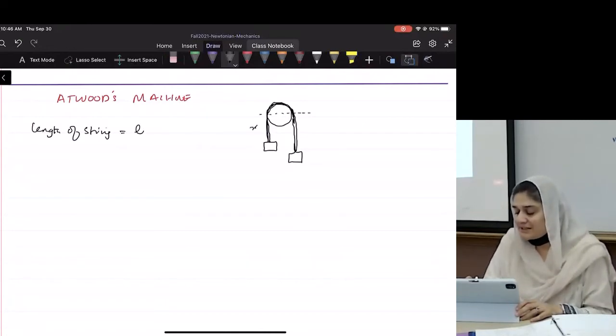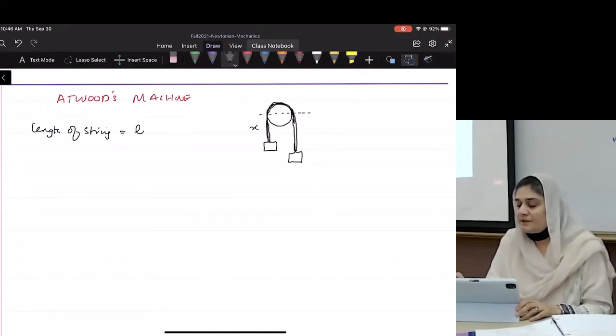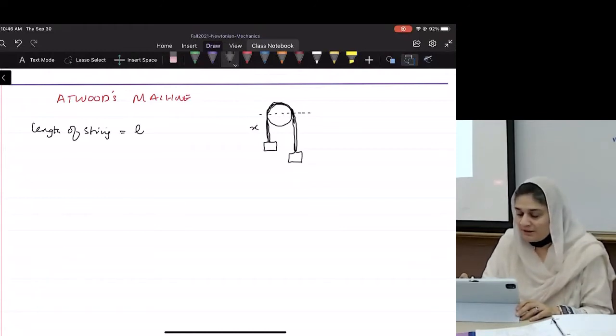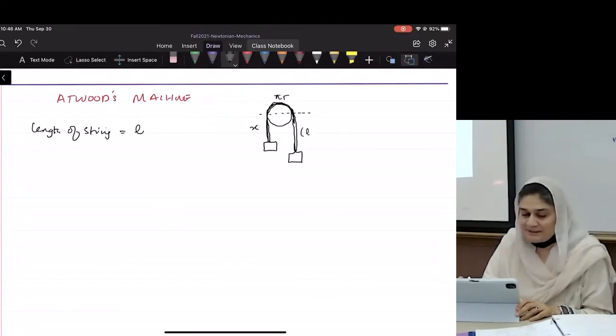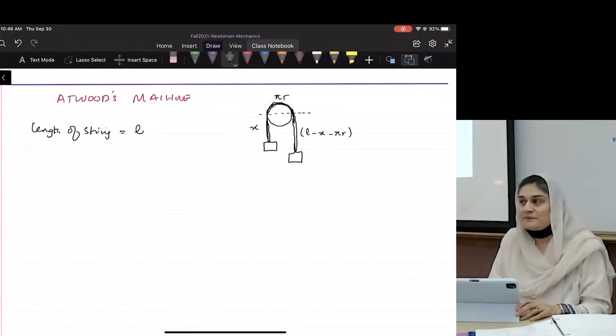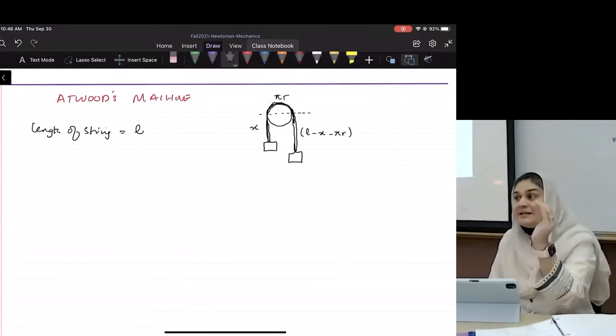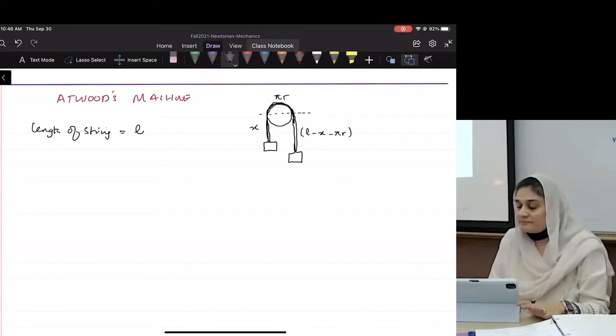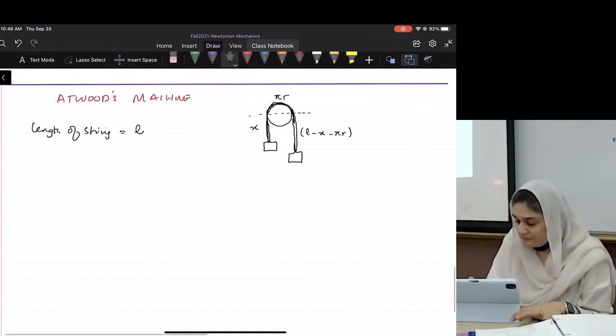If this is X, over the pulley is pi r, and then this one will be L minus X minus pi r. Do we know why there's a pi r adding up? Right, so we have to account for the string that's over the curve. X is representing the entire string.